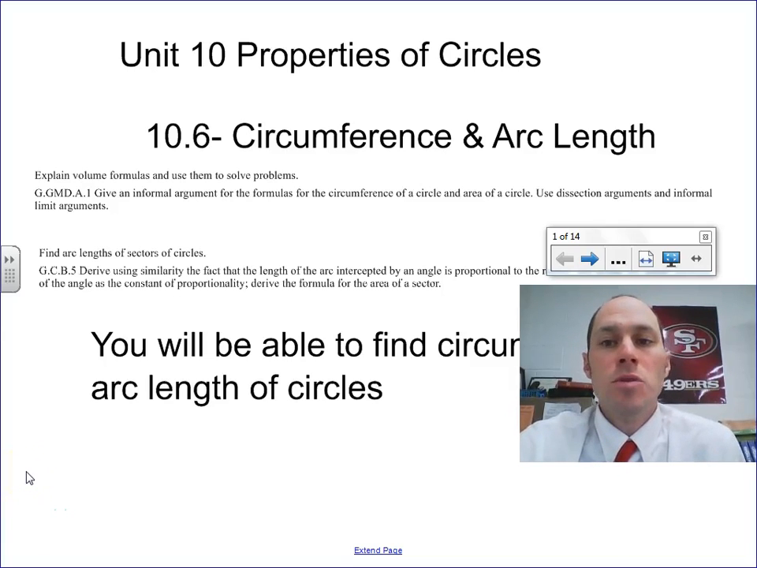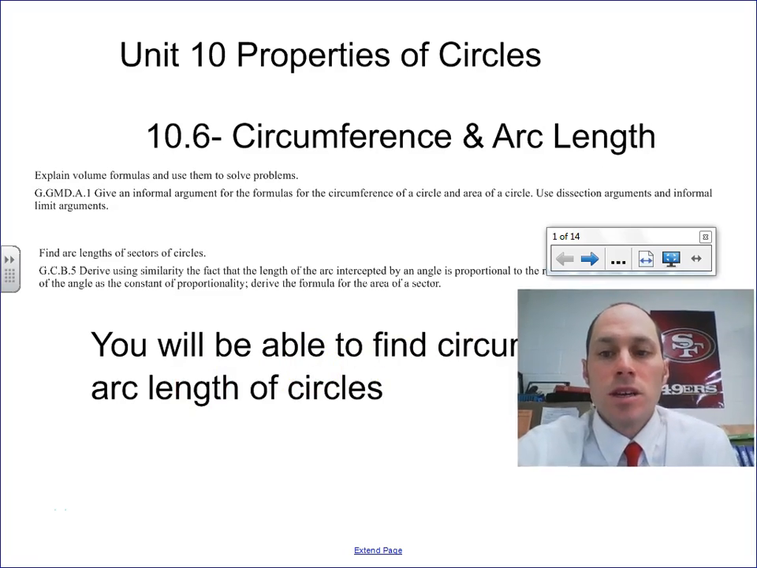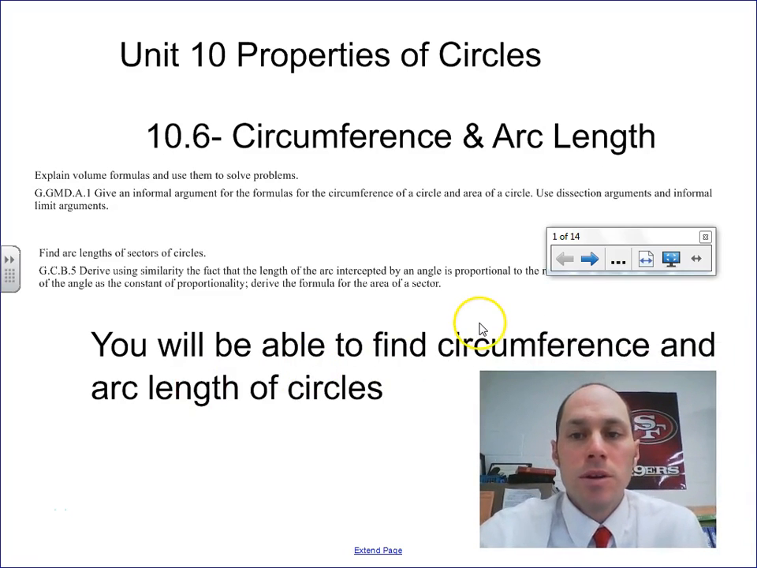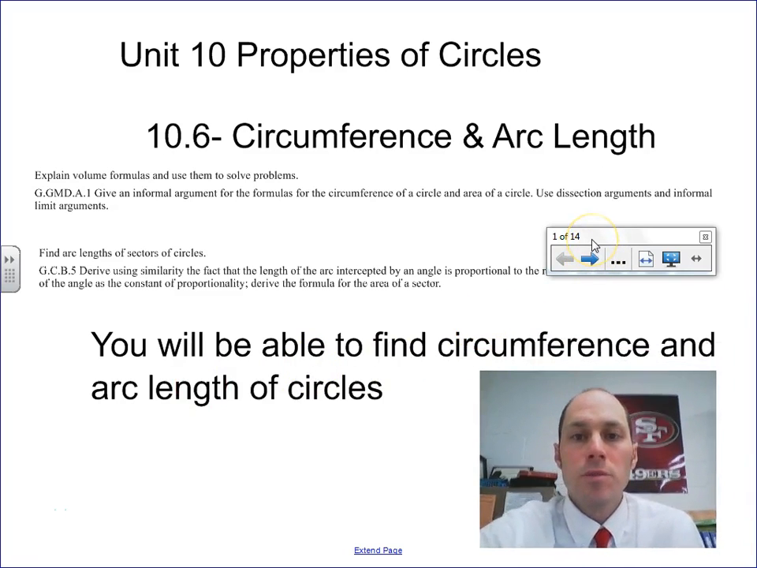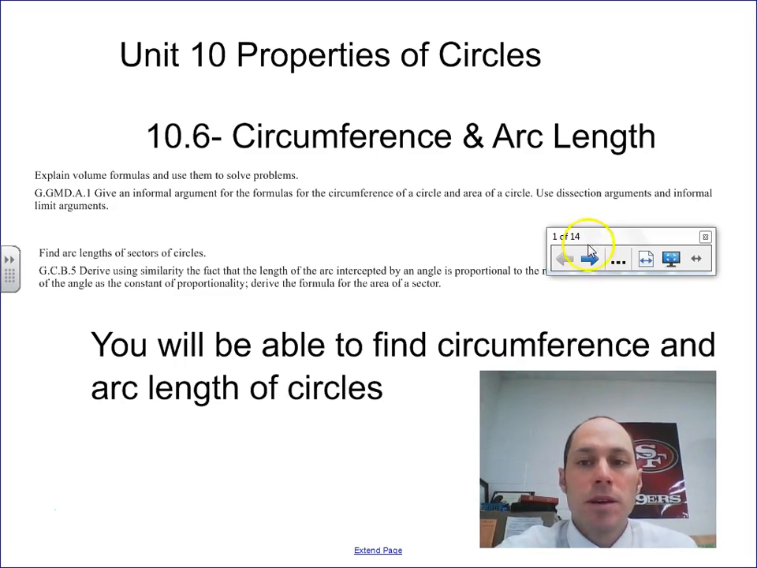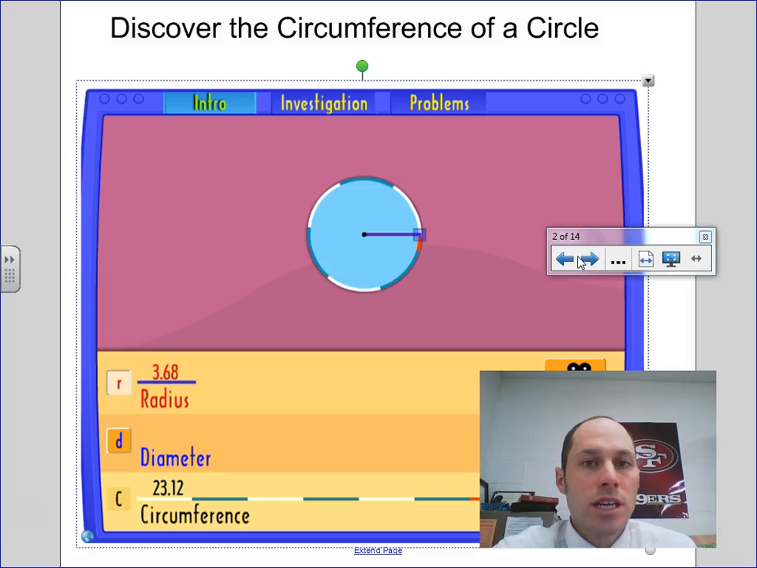All right, let's talk more about circles. We're going to talk circumference and arc length today. We've talked circumference a little bit before. We'll get into talking about arc length. We've talked about arc measures, but we'll talk about their lengths. It deals with circumference. So first, let's just take a look at the basics of the circumference of a circle.